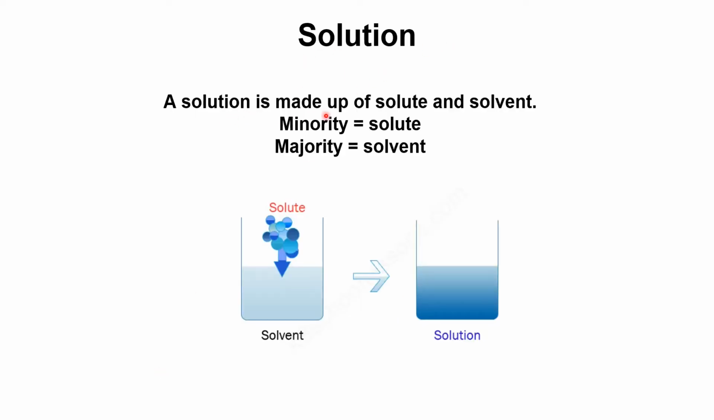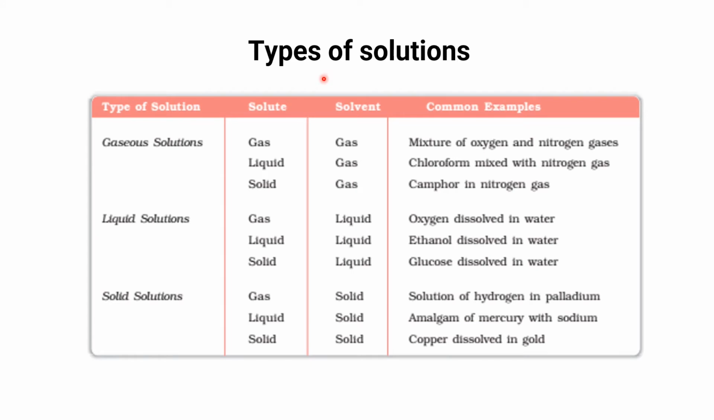A solution is made up of solute and solvent. So when some solute is dissolved in a solvent, it leads to a solution. The minority is a solute. There are different types of solutions. The solutions can be gaseous, liquid and solid.